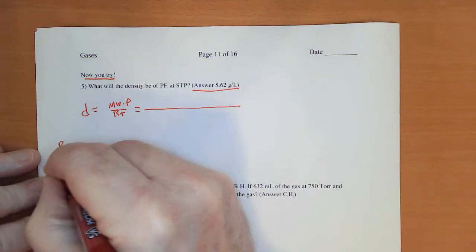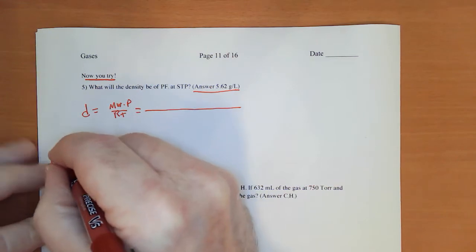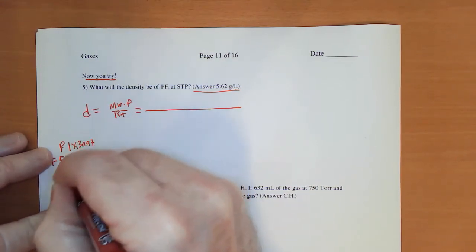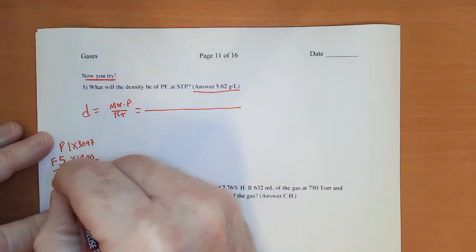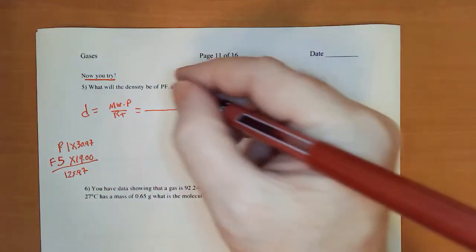Okay, so for the F, 5 times 19.00, 1 times 30.97. Okay, so 125.97 will be the molar mass there for PF5.